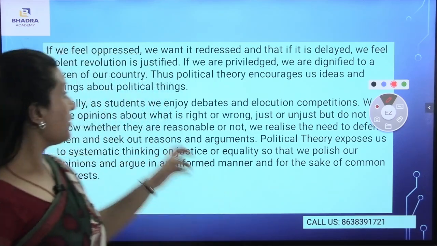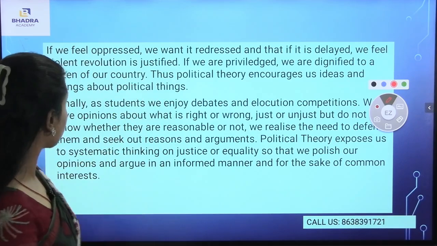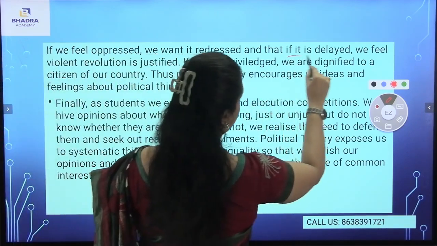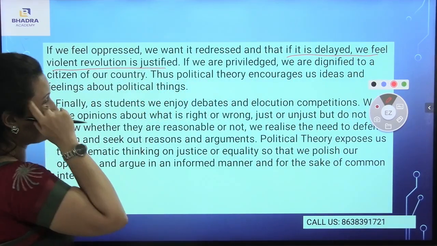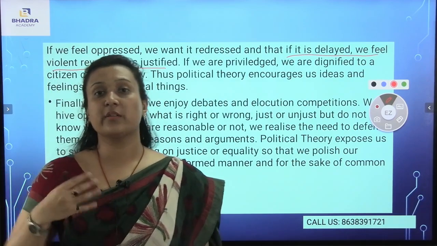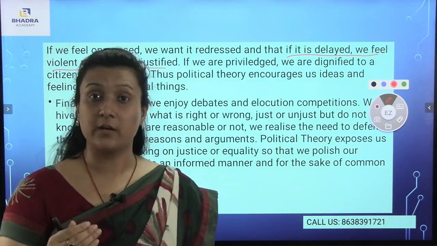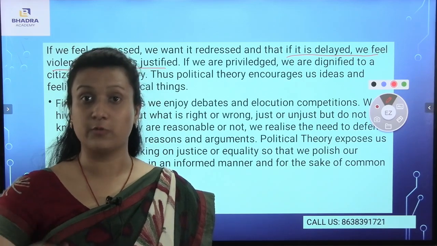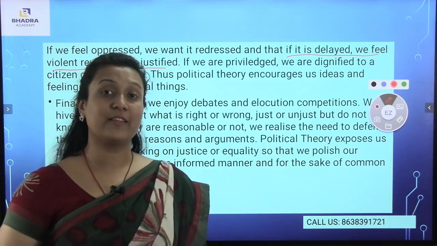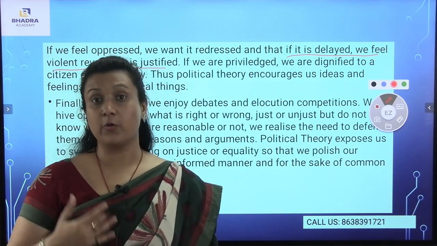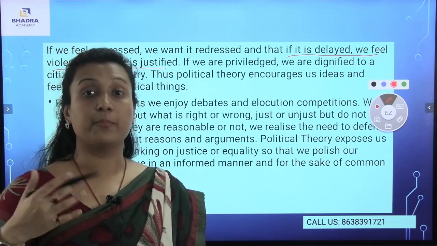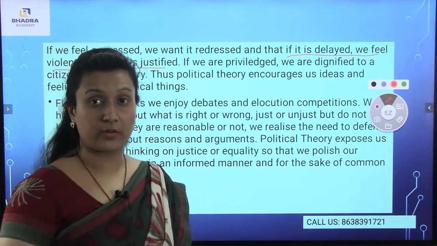On the other hand, if it is delayed, very important, if it is delayed, violent revolution is justified. Now we want to seek redressal of something, but if it is delayed, we will be protesting against it, and there must be a violent revolution. So this is part of political theory. What do we understand regarding protest in accordance with political theory?